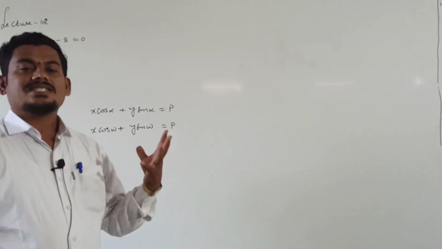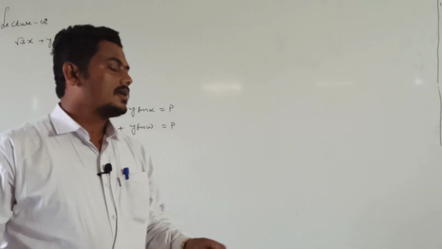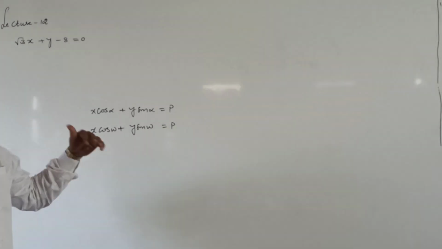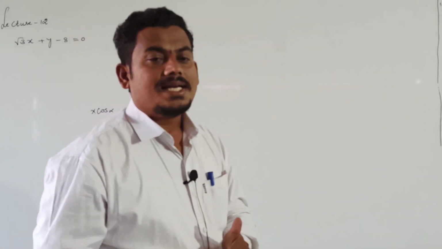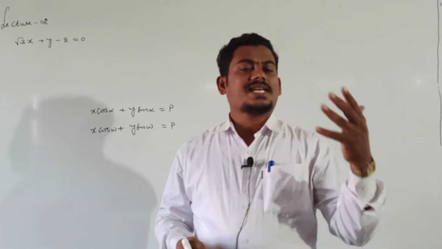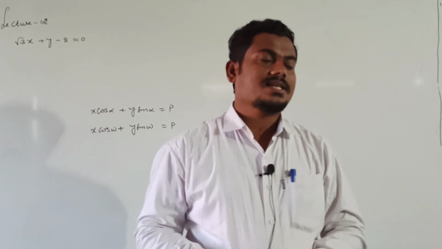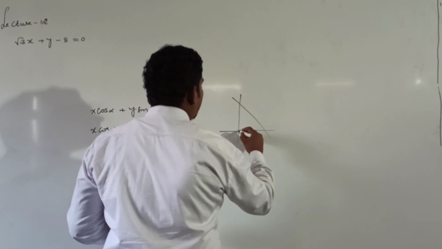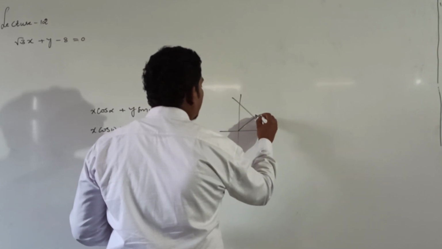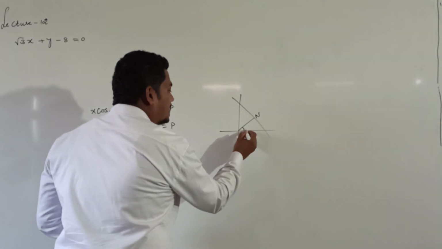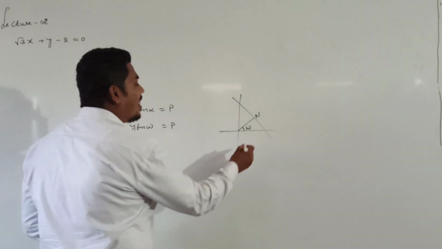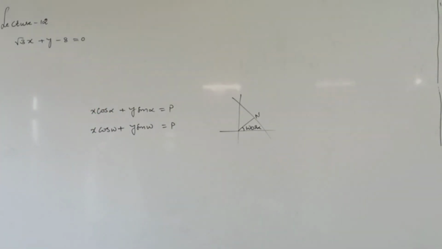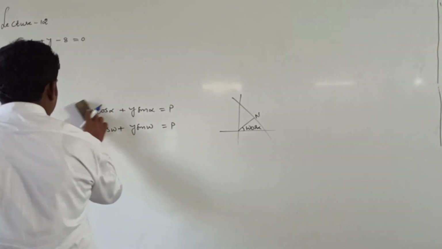Here p is the distance between origin and line, and omega or alpha is the angle made by the normal line with the x-axis. Normal line means perpendicular line. This is one of the lines and this is the normal line. This angle you can take as omega or alpha; the textbook uses omega instead of alpha.